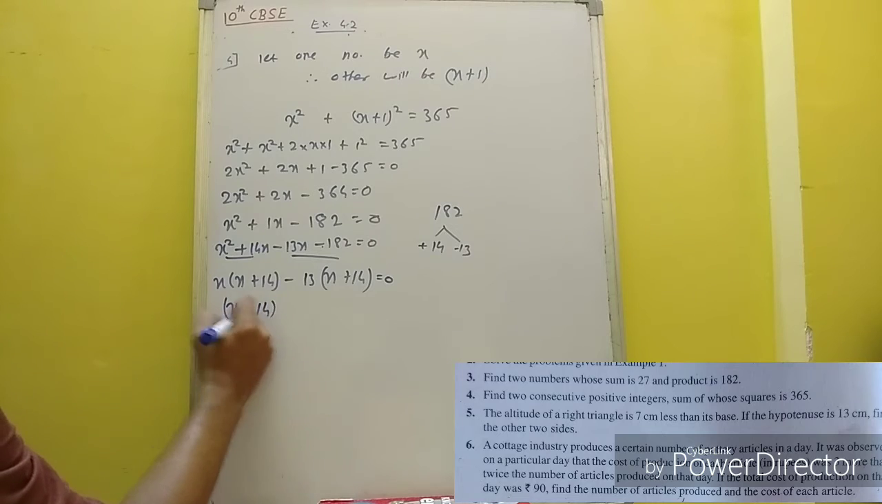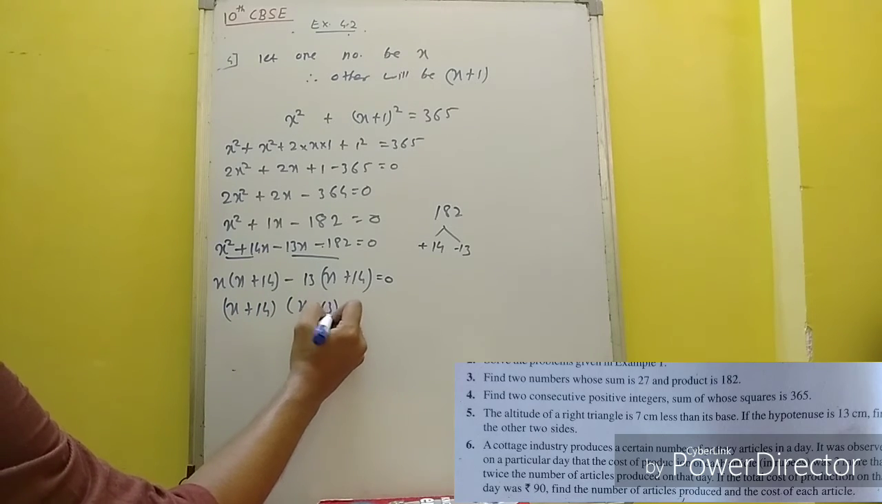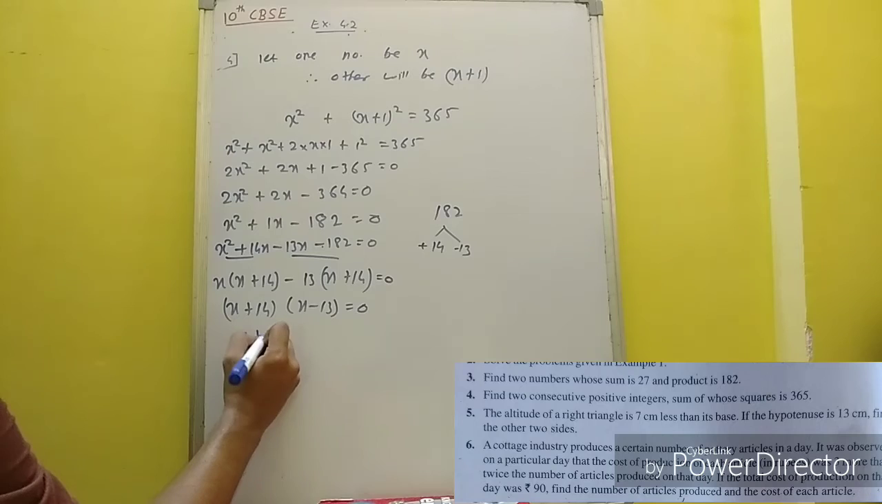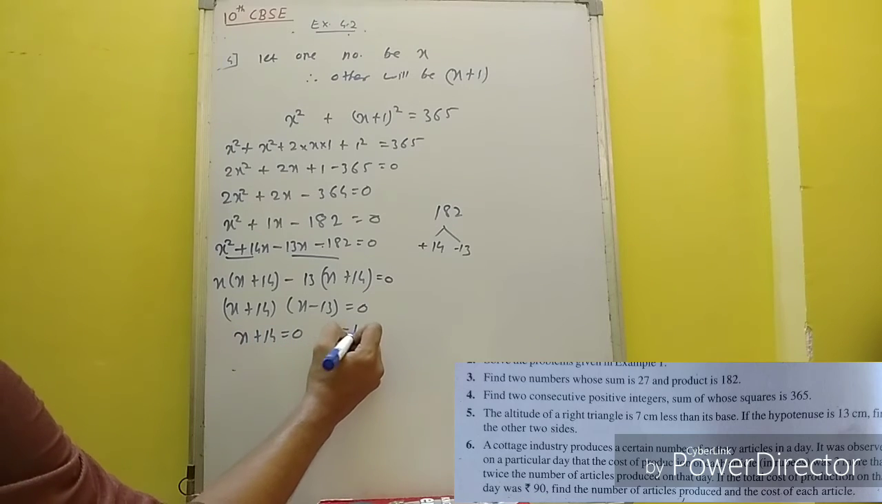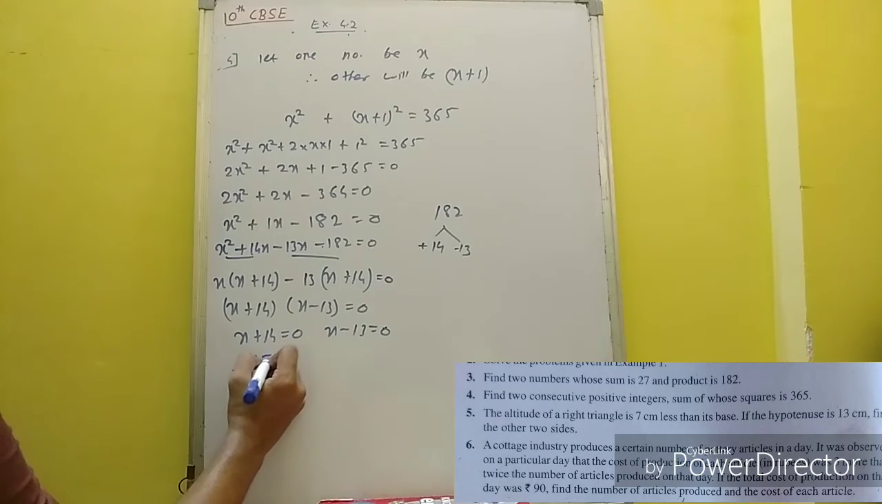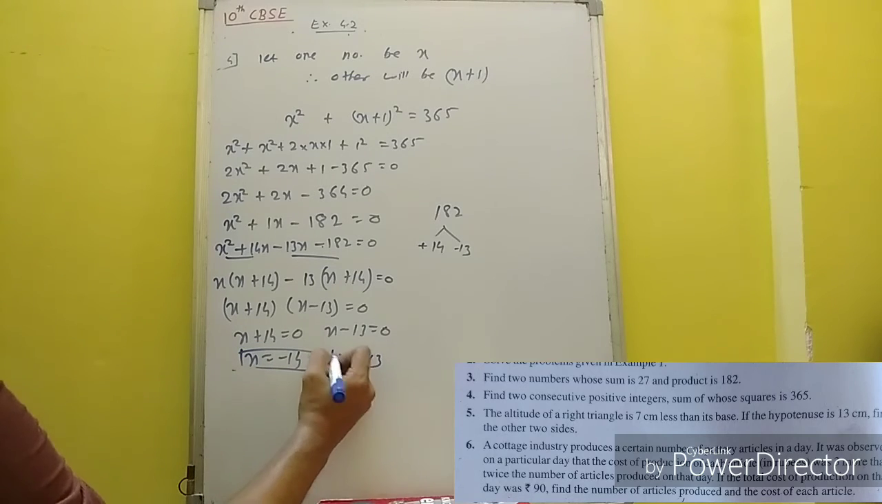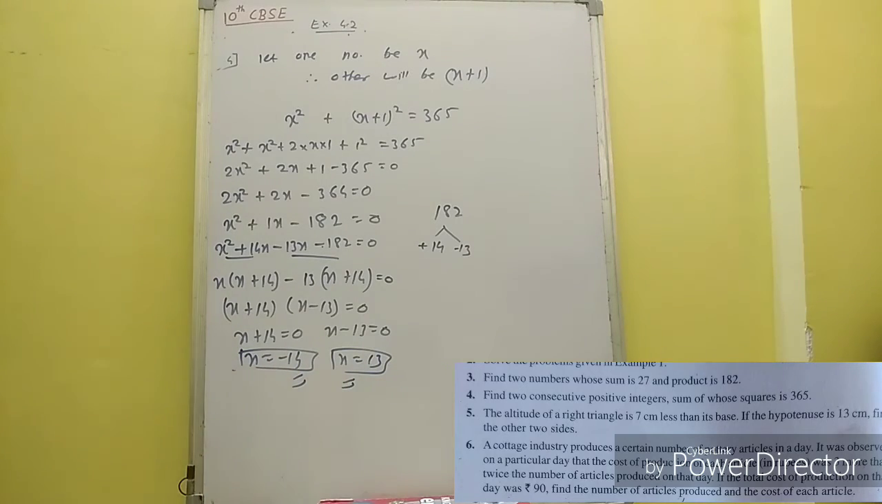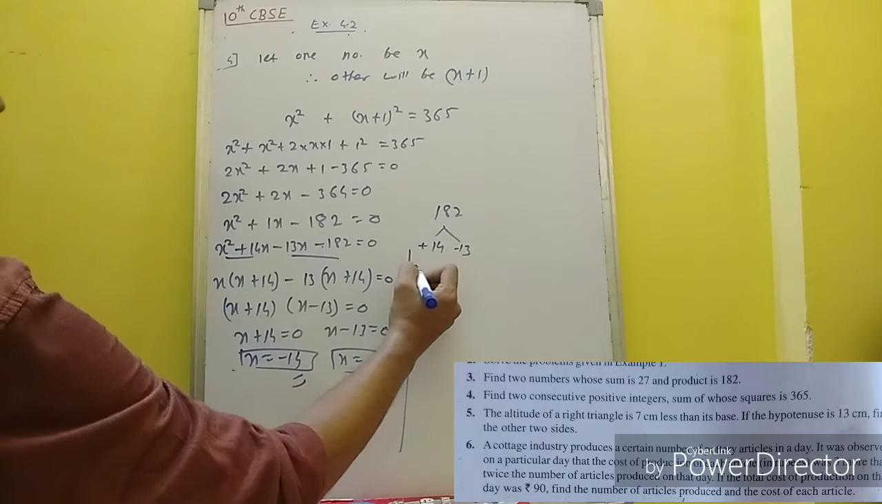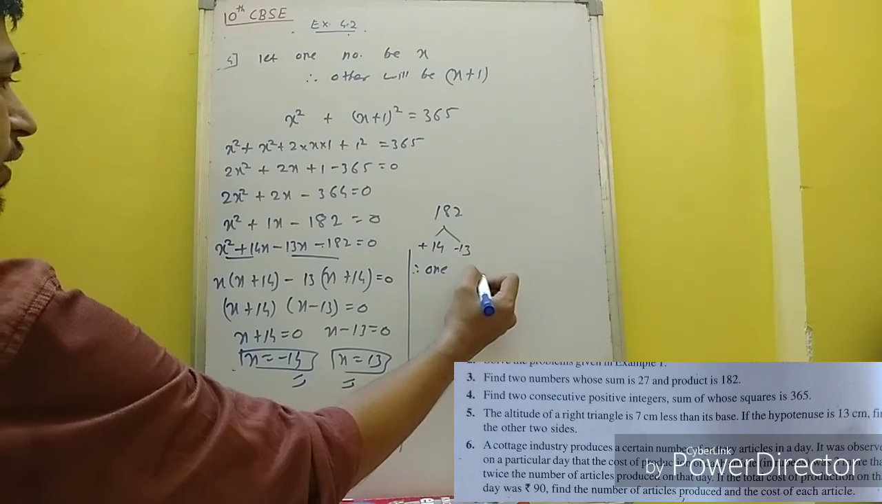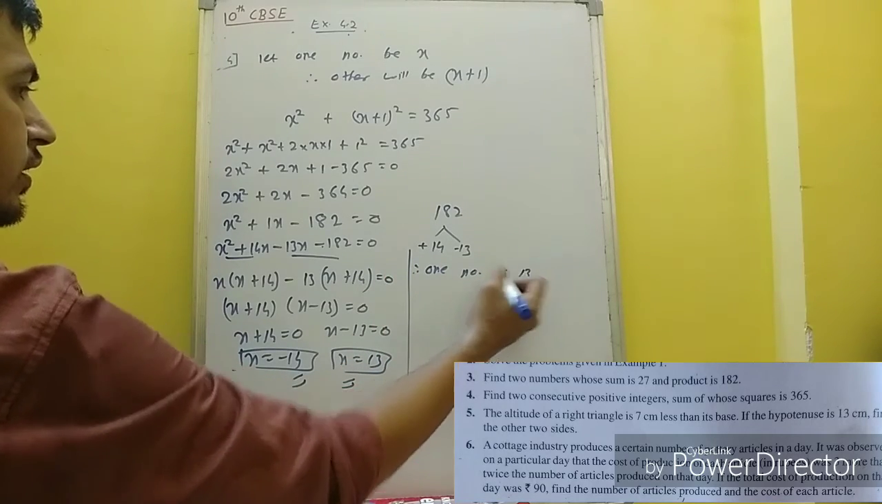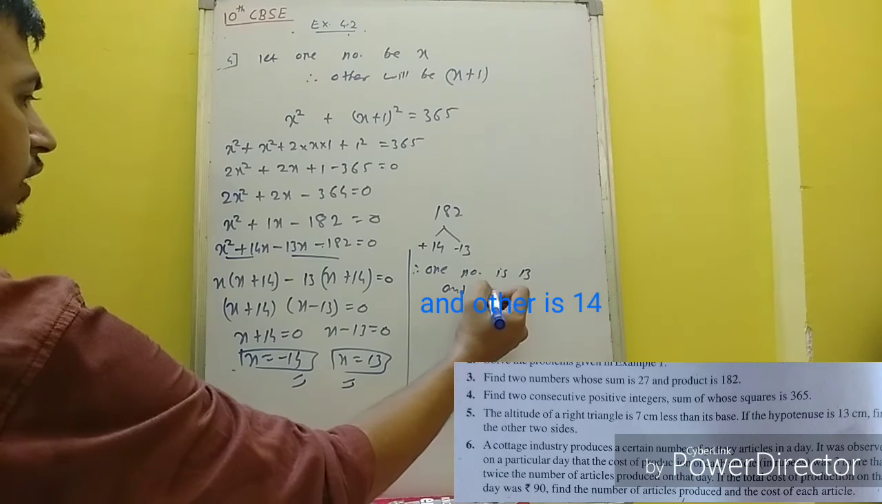x plus 14 and x minus 13 is equal to 0. x plus 14 is equal to 0, x minus 13 is equal to 0. x is equal to minus 14 and x is equal to 13. Okay, so see, as they have said that it is a positive number, we cannot take minus 14. Therefore one number is 13 and the other is 14.